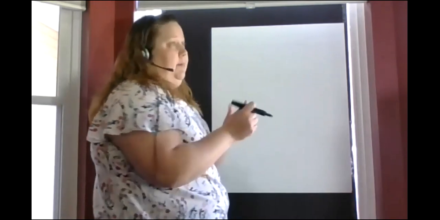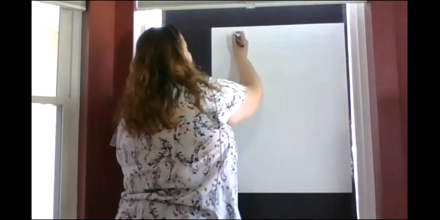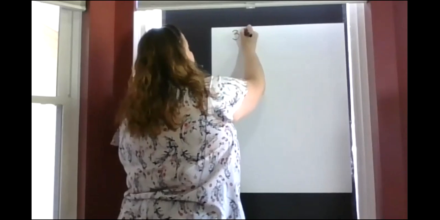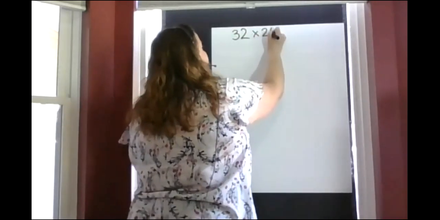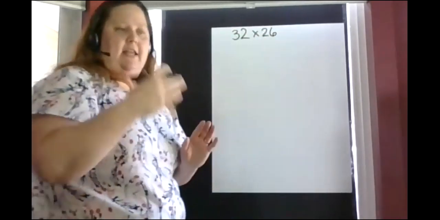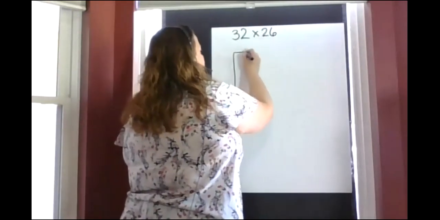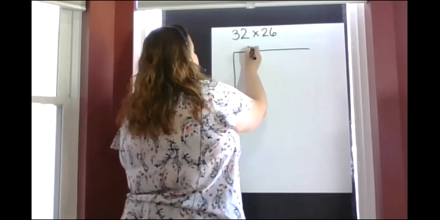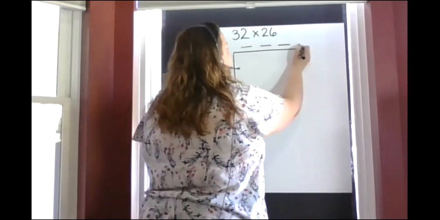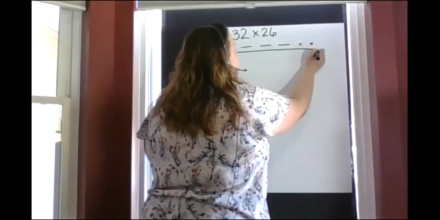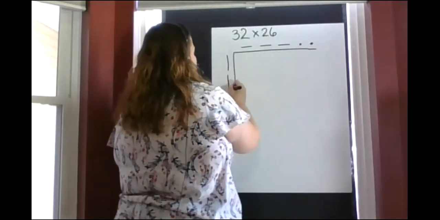So once we get going with the blocks, we then may use the area model for bigger numbers. And we're going to now stick with the problem 32 times 26. And I'm going to model that out in the next strategies. So again, we can do that base 10 model. So we have 32 times 26.